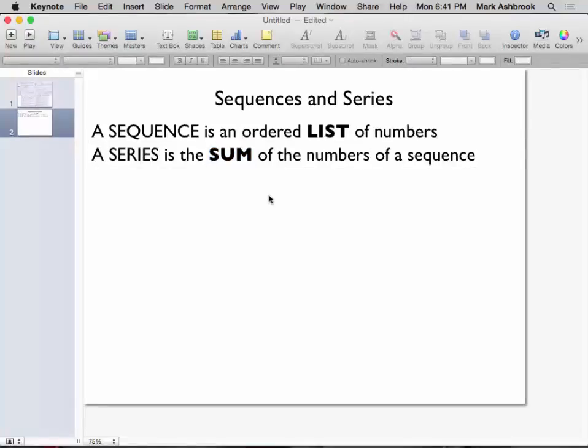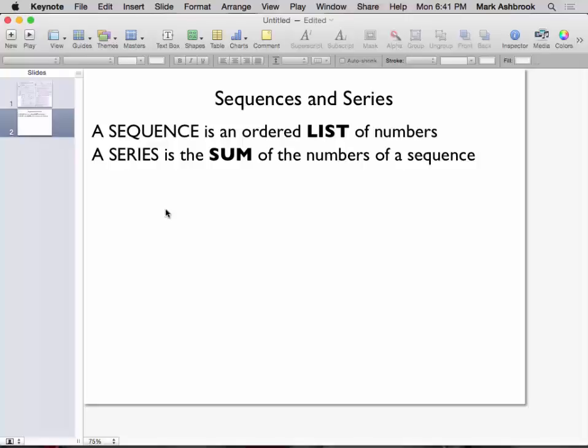Okay, the sequence is the list. First number, second number, third number, and then the series is when you sum up all the numbers in that list, in that sequence. Okay, so tonight we're just going to talk about sequences. And then the rest of the chapter is on series.